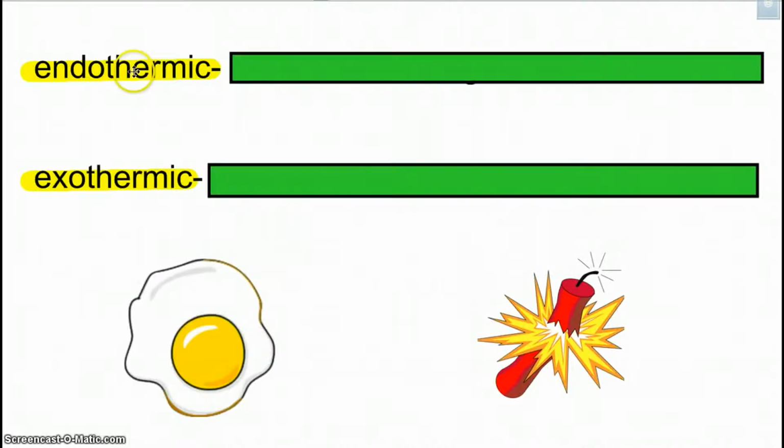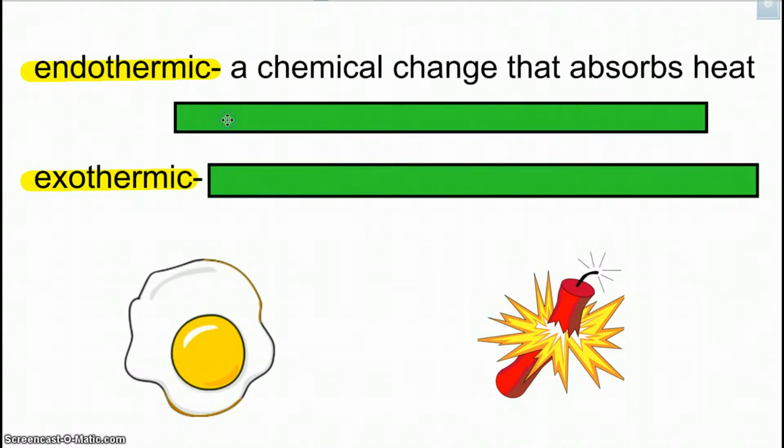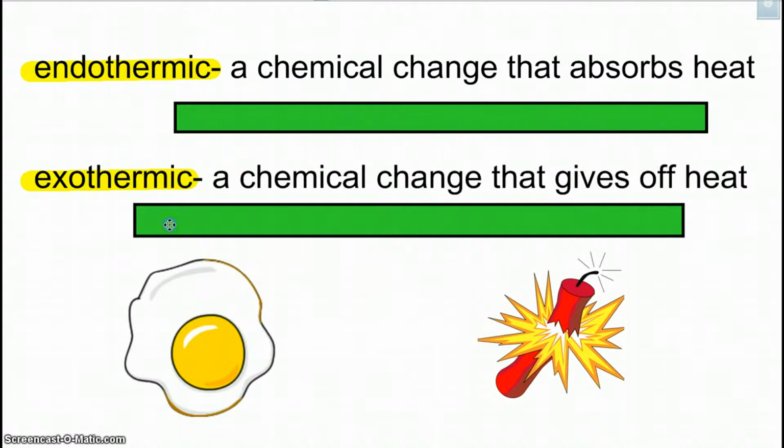What do these words mean? Well, let me tell you. An endothermic reaction is a chemical change that absorbs heat. Heat is going into it. An exothermic reaction is a chemical change that gives off heat. So the change happens and heat is given off.